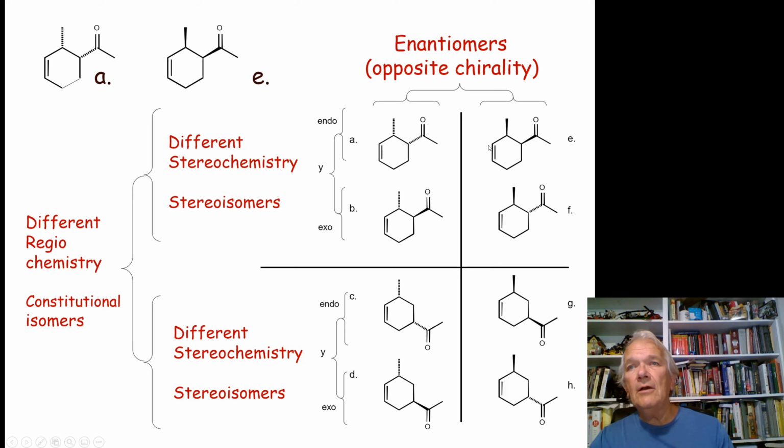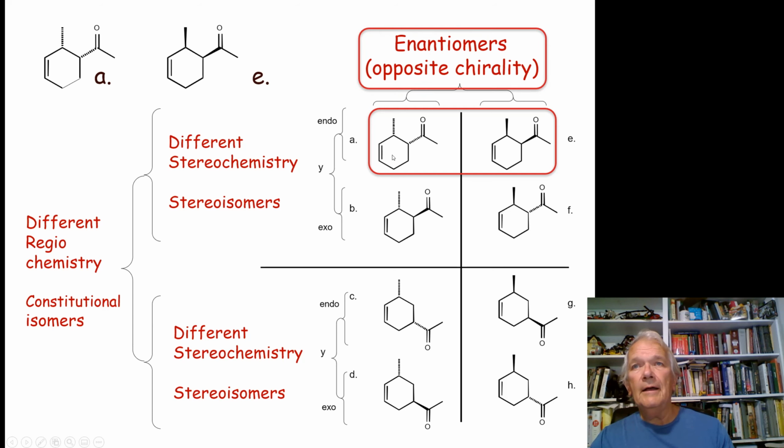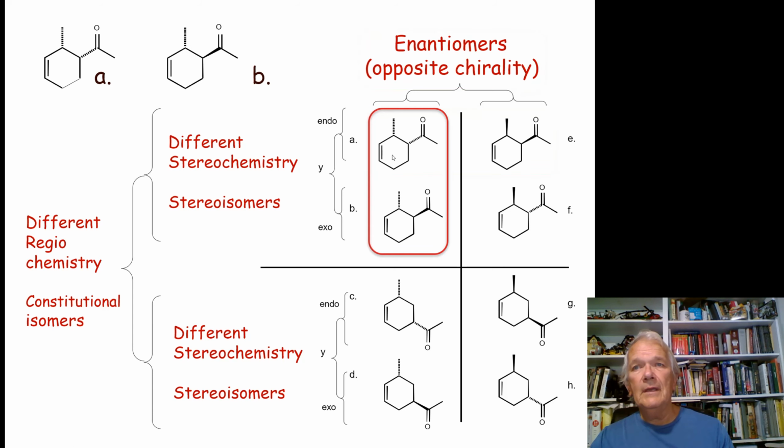So A and E are enantiomers. They're opposite chirality. What about these two? These two have different stereochemistries. The groups are in the same place, but the stereochemistry of one of them has been changed. So those are diastereomers with respect to each other. A diastereomer, of course, is a stereoisomer which is not an enantiomer. They are stereoisomers, but more specifically, they're diastereomers.